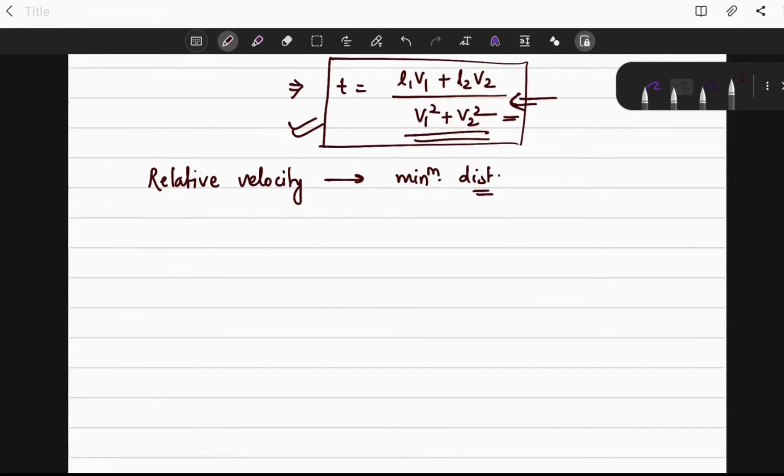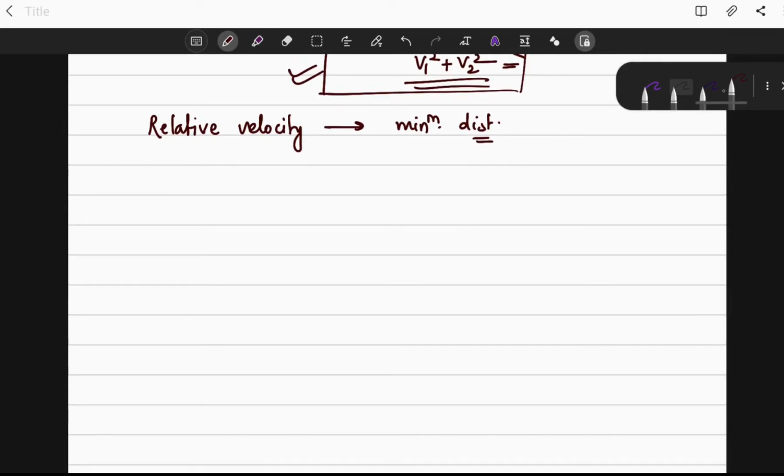Okay, let us draw the configuration again. For example, this is point O, and here we have particle 1 which is moving in this direction with velocity v1, and here we have particle 2 which is moving in this direction with velocity v2.